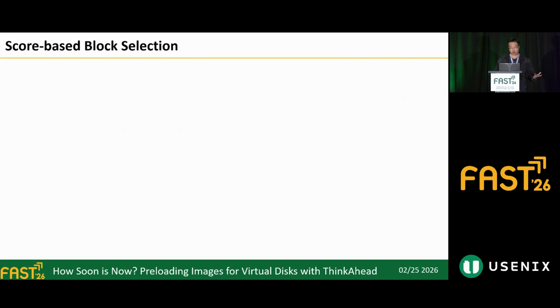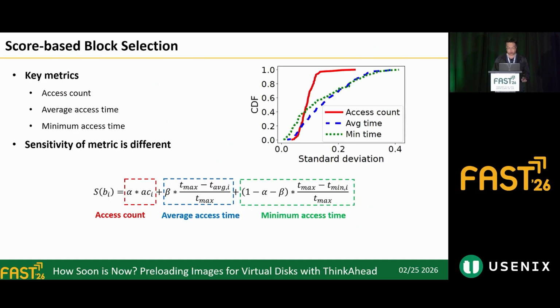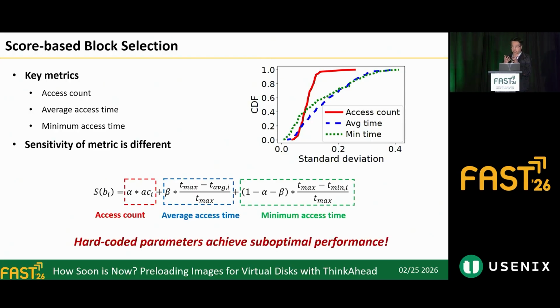So in this case, we come up with a scheme called score-based block selection. The idea is we try to derive a score for each block that takes into account the access count, average access time, and also minimum access time. The basic idea is that a higher score means the block should be more preferred to be preloaded. But you notice that the count and the access time are in two different units, so we use weighted parameters alpha and beta to include them together.